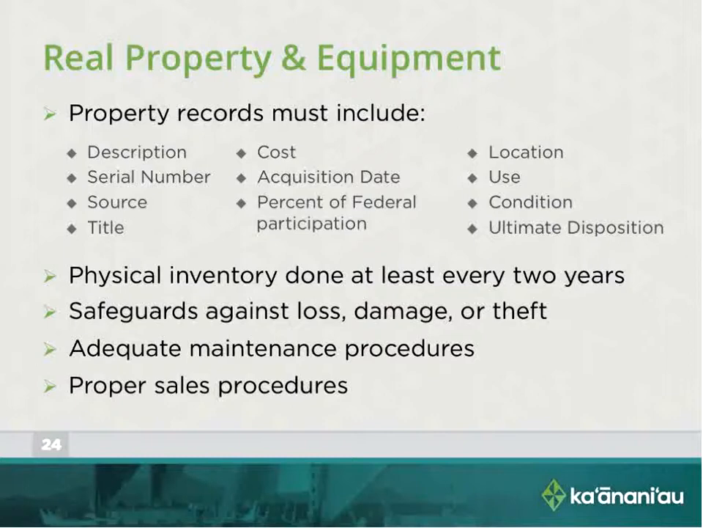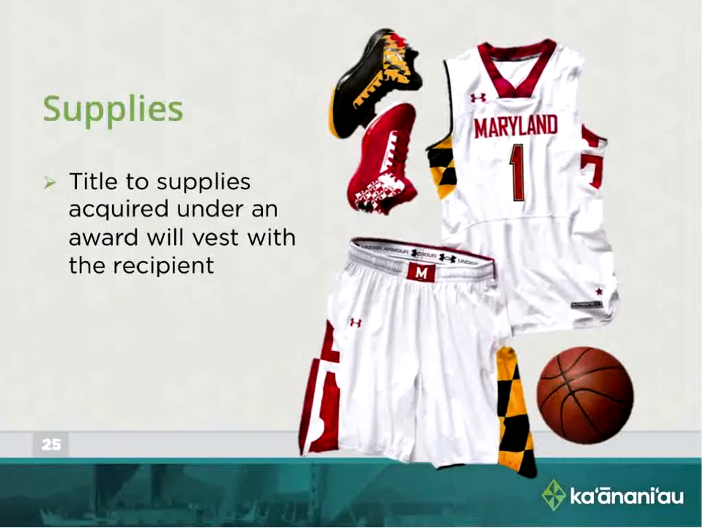You do have to have safeguards in place to make sure that it doesn't get stolen or damaged or lost. That would be awful, all right? So you do need to have written procedures for that. And, of course, adequate maintenance procedures and proper sales procedures. So make sure you have all that in place if you're purchasing any equipment. Real important on the equipment. So that's looked at.